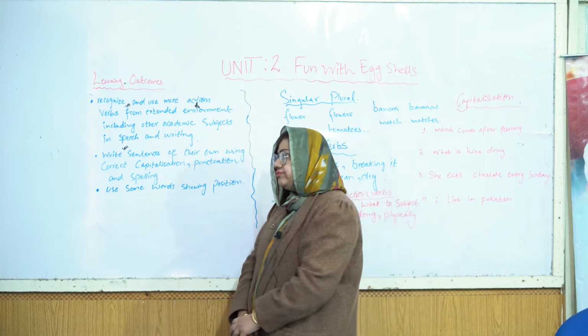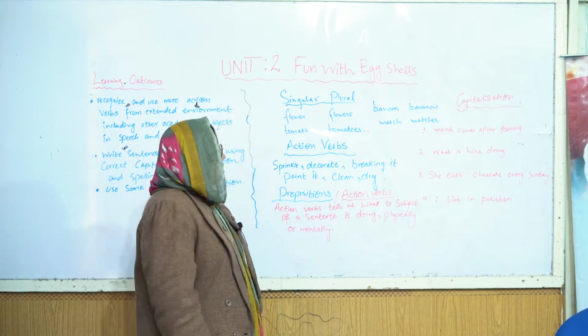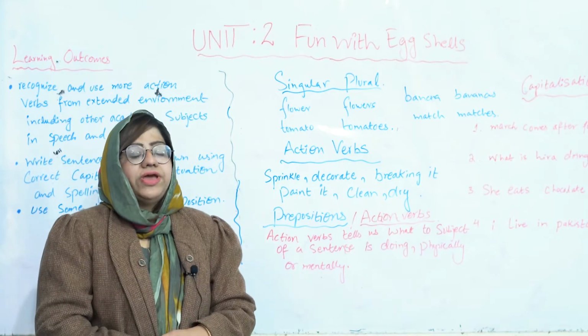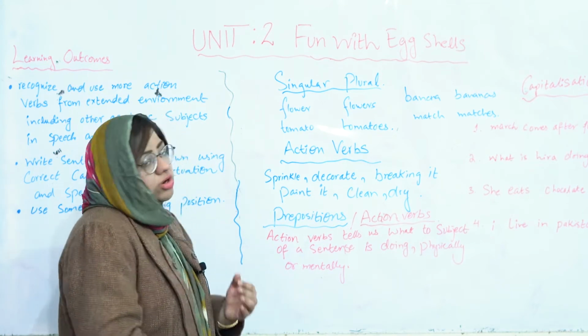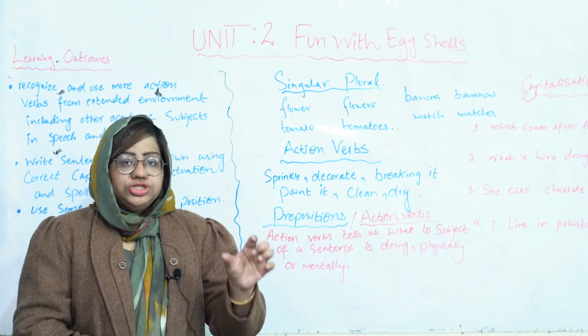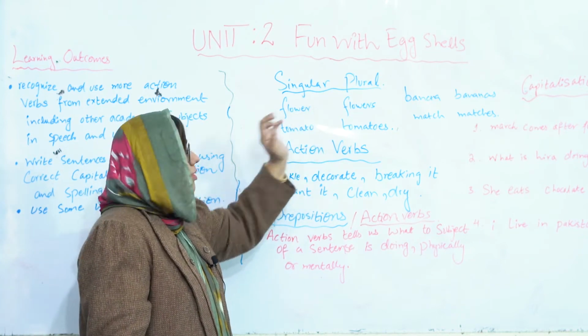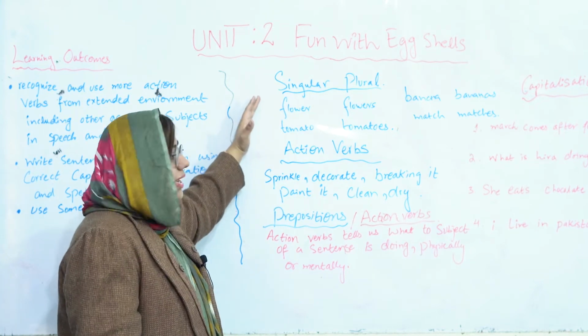What we need to start with is in front of you, page number 20. Look at question number 3. Write the plurals of the given singular nouns. You know that in singular there is no addition of s and es. But when we are talking about plurals, there is an addition of s and es at the end of the word. Here you can see there are a lot of examples.